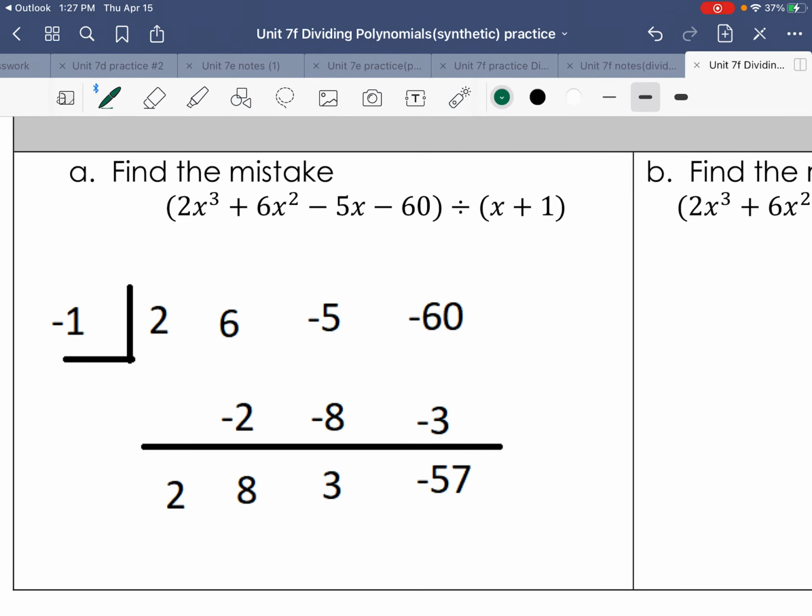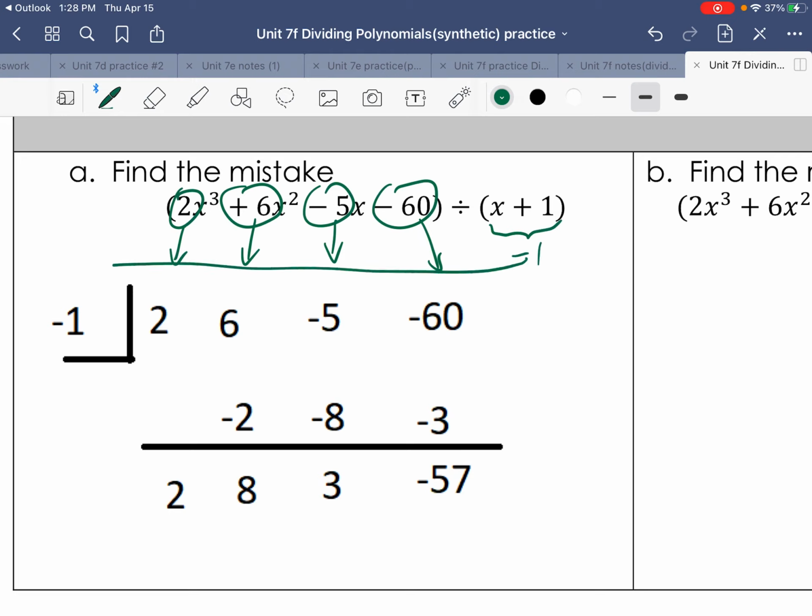All right, A here, find the mistake. So we have exponents 3, 2, 1, constant term. Cool. That goes down, so that's not the mistake. I don't see a 0 here, so that's not the mistake of missing a term. Let's look at coefficients. 2, good. 6, good. -5, good. -60, good. All right. Next thing, what we're dividing by is always the opposite. That's x plus 1, so we'll have a -1. That's good. So the setup is good.